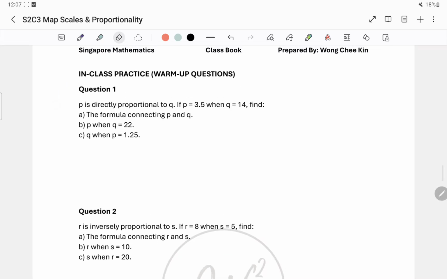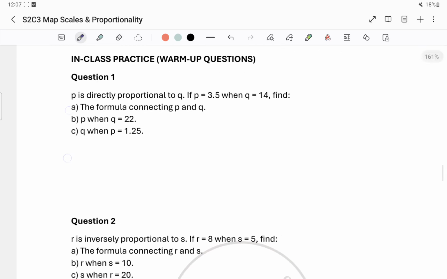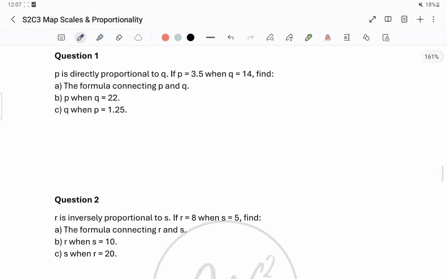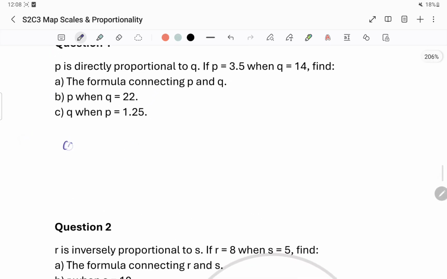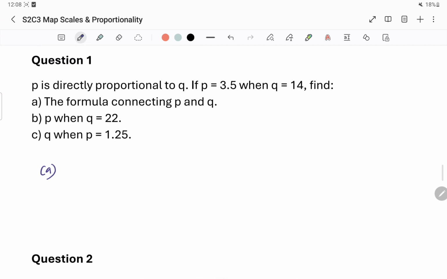Okay, so I assume, let's say you already have finished. But before that, please pause the video. I'm just going to straight away keep the recording going and then discuss each question with you. Okay, so now the first one, the question asks for the formula that connects P and Q.